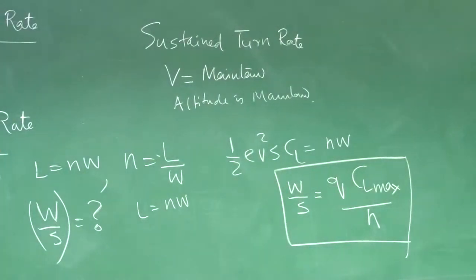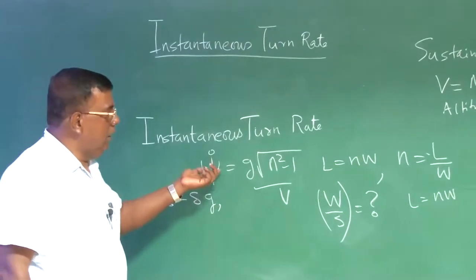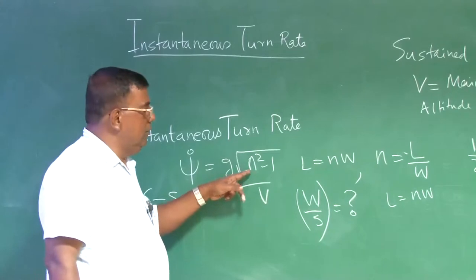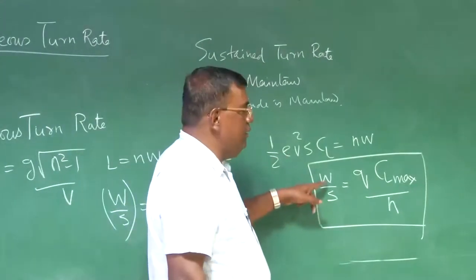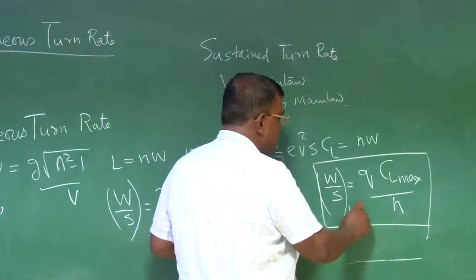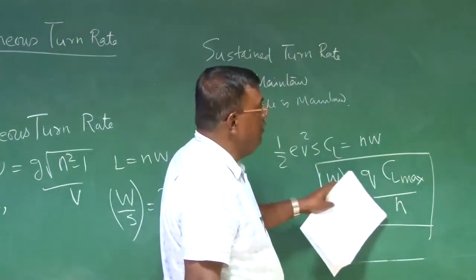Is this clear? What is the turn rate you require? At what speed do I require it? It gives me the value of n required. For this value of n, I come here and find out what is the W by S required for maintaining instantaneous turn rate at a particular dynamic pressure. This is given by this.